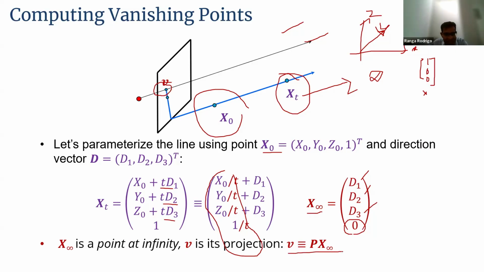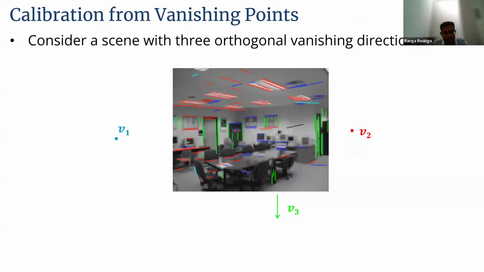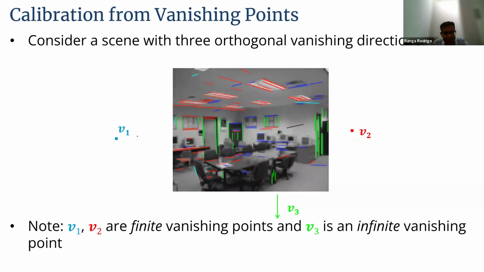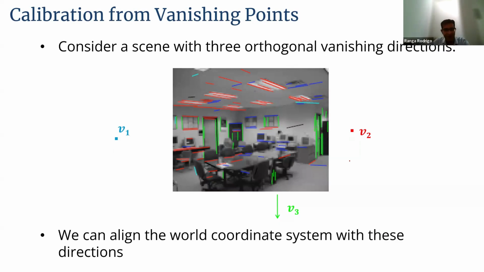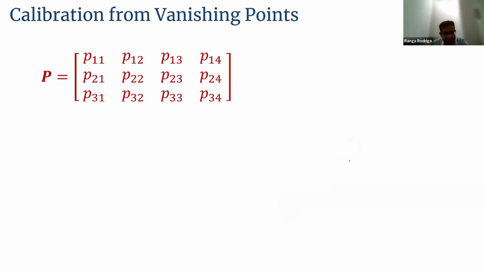So this is the imaging equality. There's a scaling factor, P infinity. So these are those vanishing lines and vanishing points. You can see in different directions the vanishing points they have written. V1 and V2 are finite vanishing points, and V3 is an infinite vanishing point. So we can align the world coordinate system with these directions.